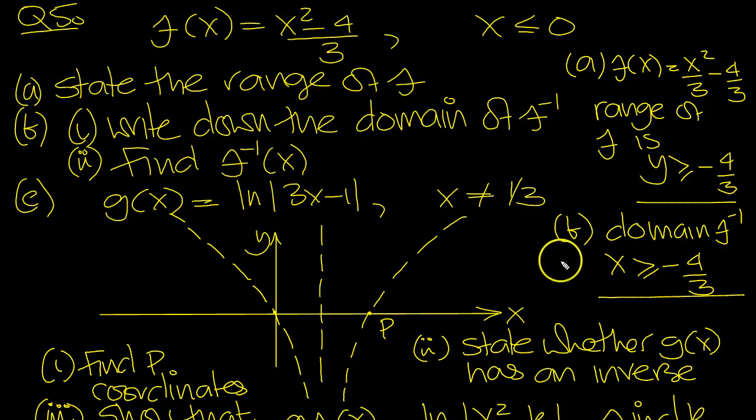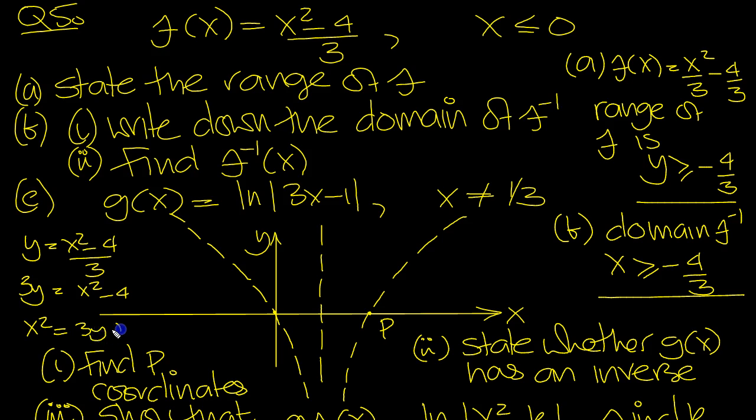Find f minus 1 of x. So I'll just do that here. So y equals x squared minus 4 over 3. So 3y equals x squared minus 4. So that tells us that x squared equals 3y plus 4. I'll move the 4 over. Square root. Now x is negative. So when we take the square root, x will equal the minus value of the square root of 3y plus 4, because x is negative.